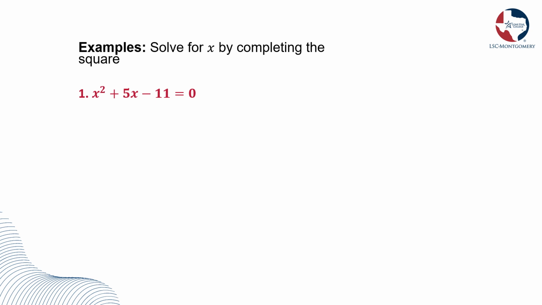Now let's look at an example of completing the square. So we have x squared plus 5x minus 11. The first thing I want to do is move that negative 11 over to the right side by adding 11.